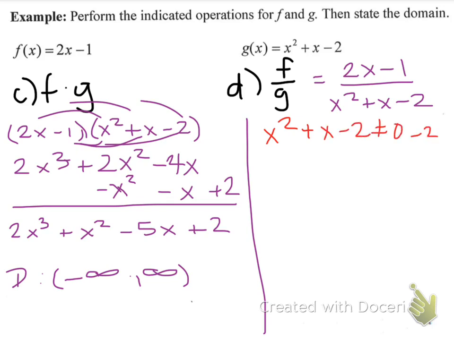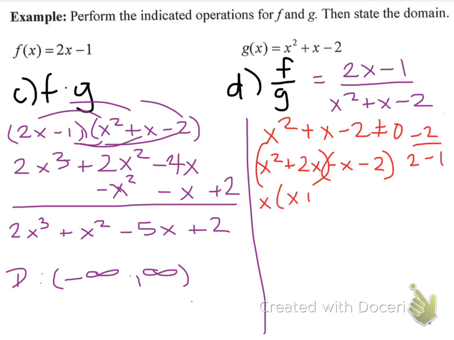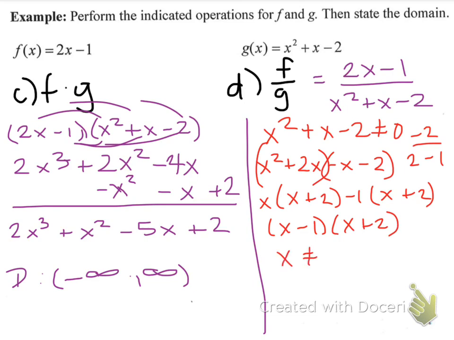A times c is negative 2. My combination is going to be a 2 and a negative 1. So I have x squared plus 2x minus 1x minus 2. I group them. I need to have an x, so I'm left with an x plus 2. I take out a negative 1, x plus 2. So this factors to be x minus 1 and an x plus 2. So therefore x cannot equal 1, and it cannot equal negative 2. So the way we write the domain is negative infinity to negative 2, union negative 2 to 1, union 1 to infinity.